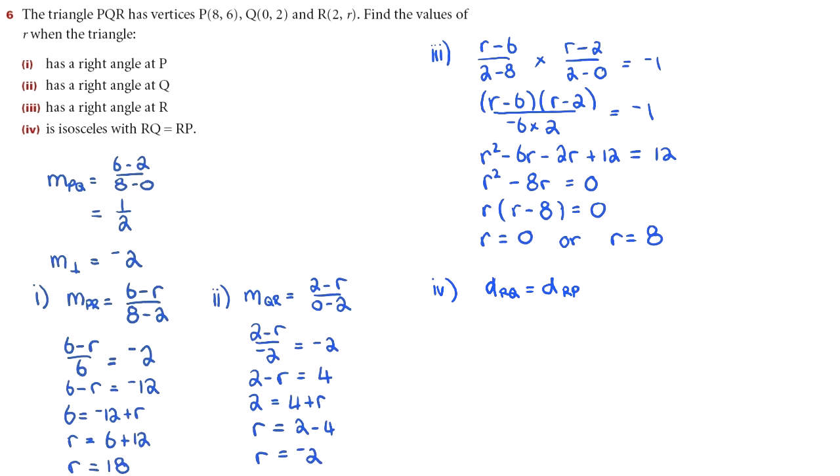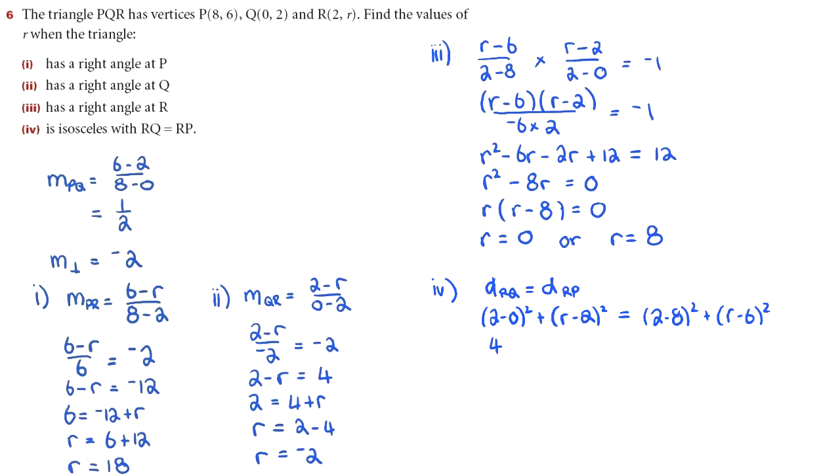Right, so for the first one, we're going to have RQ, and the change in x will be 2 minus 0 squared, and the change in y is r minus 2 squared, and that's going to equal the distance RP, which we've also squared to get rid of the square root sign, which is going to be 2 minus 8, the change in x squared, plus r minus 6, the change in y squared.